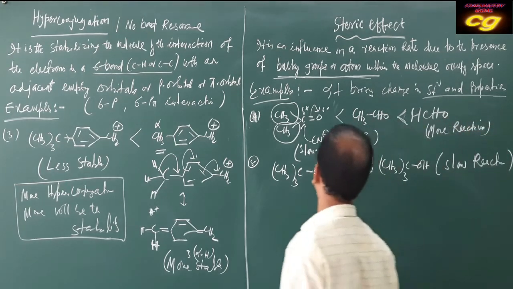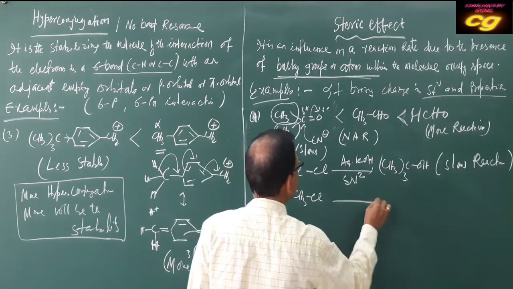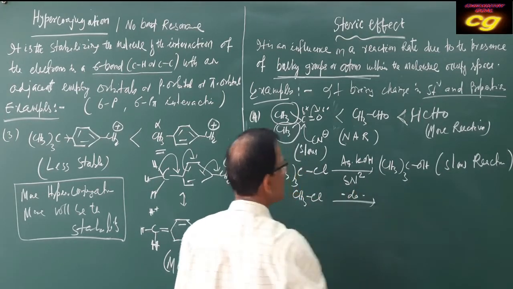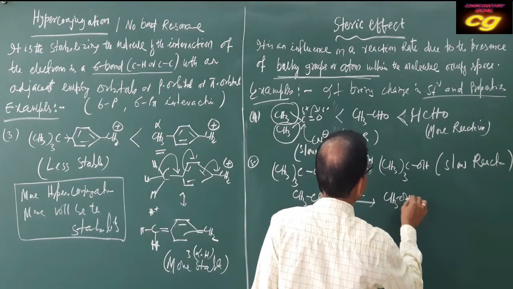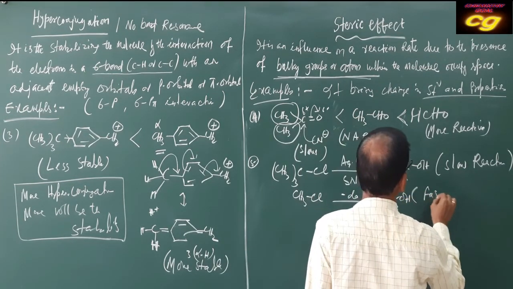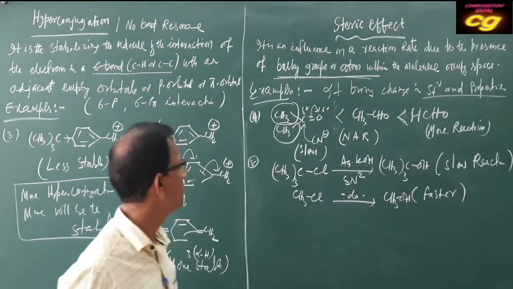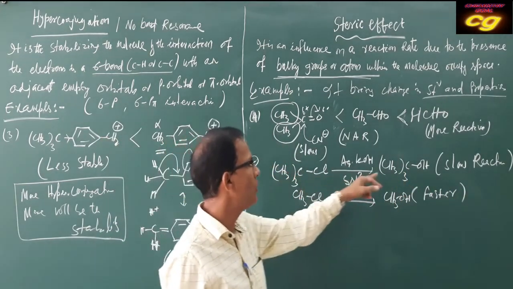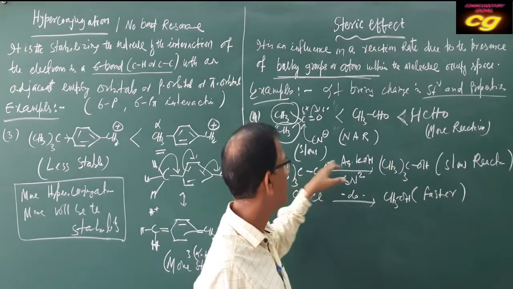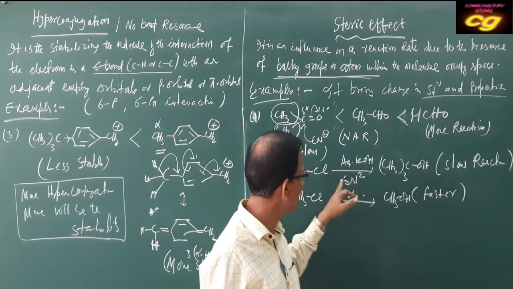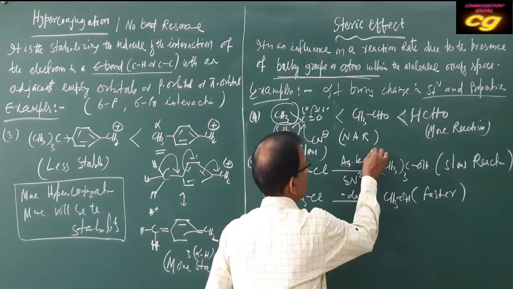But the same compound, if you take CH3Cl, the same reactant, if you use it, the product will form faster. This reaction is faster, but this reaction is slow. This is the formation of alcohol from haloalkane. This reaction is an SN2 mechanism, nucleophilic substitution. Here the nucleophile is OH minus.